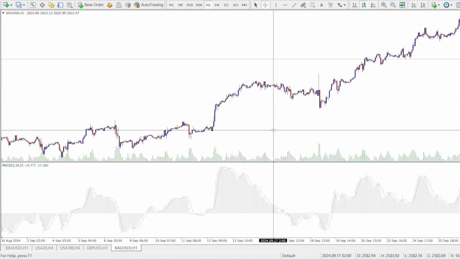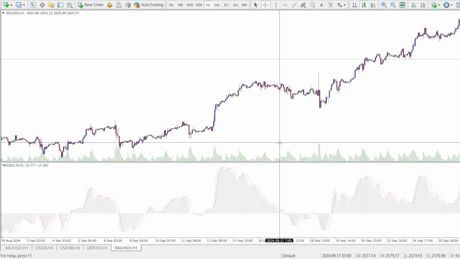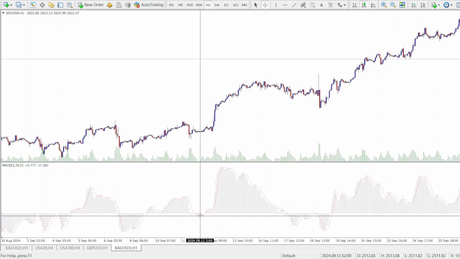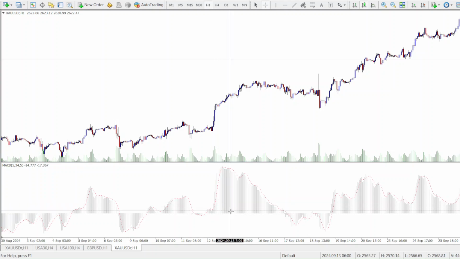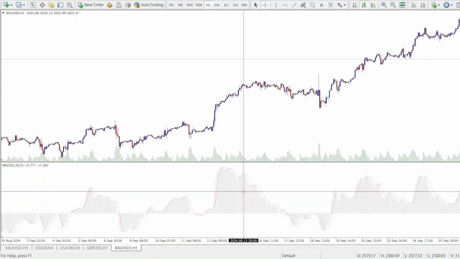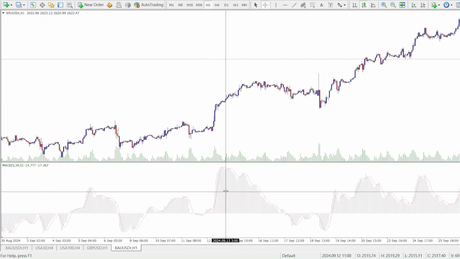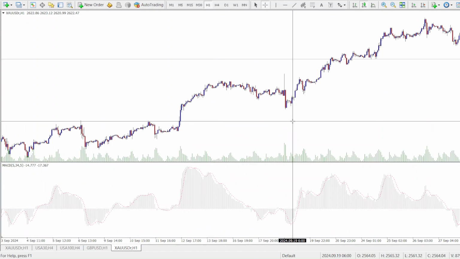Now, as for the zero line crosses, when the MACD crosses above or below the zero line, that indicates a shift in the overall trend. It indicates a shift in the overall trend. Okay.